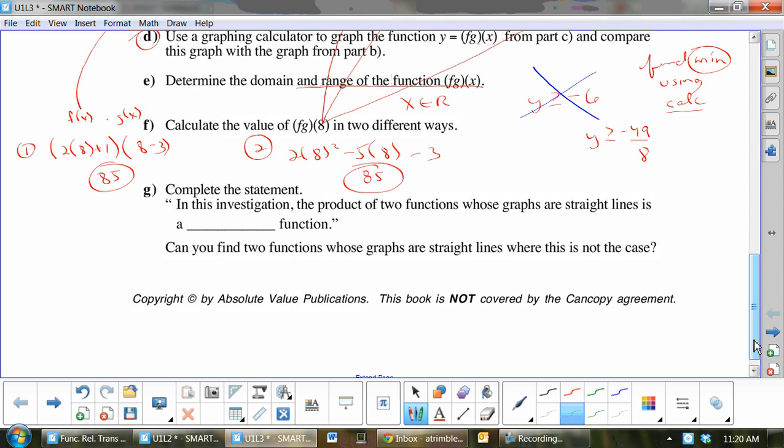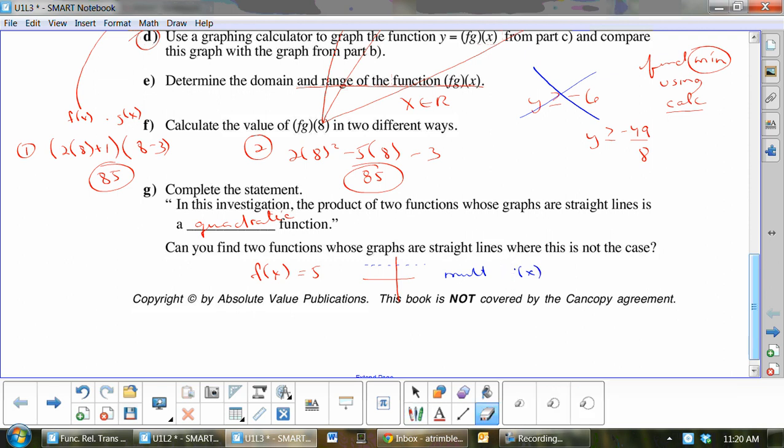So this says, in the investigation, the product of 2 functions, their straight lines, was a quadratic function. Now, is it possible to have 2 functions whose graphs are straight lines, which you wouldn't get a quadratic? And here's a very good example. If you had f of x equals 5, that is a straight line. And what if I multiply that by g of x?